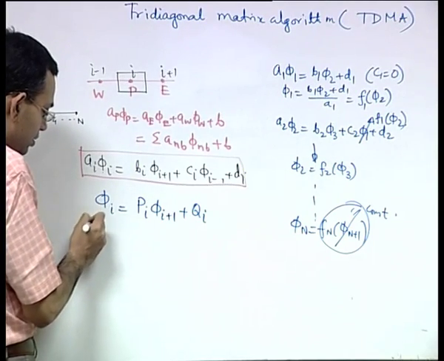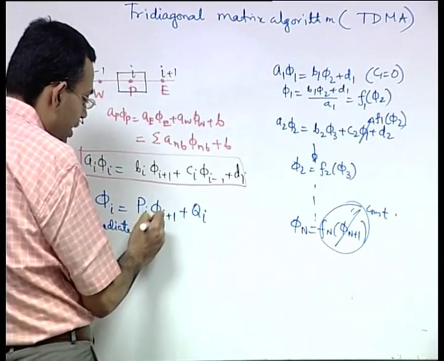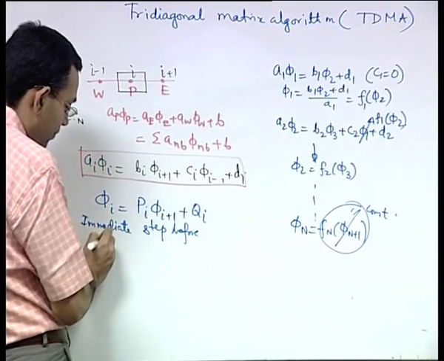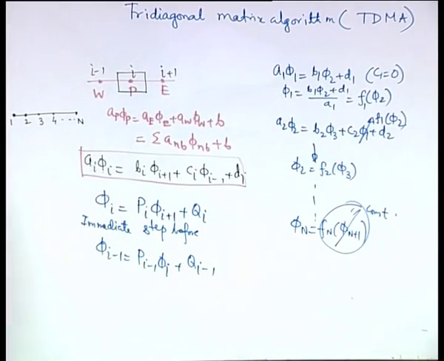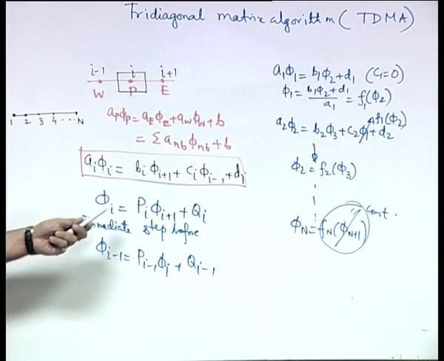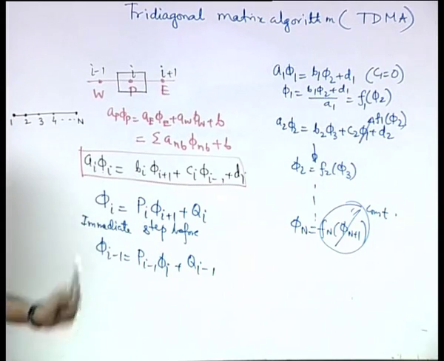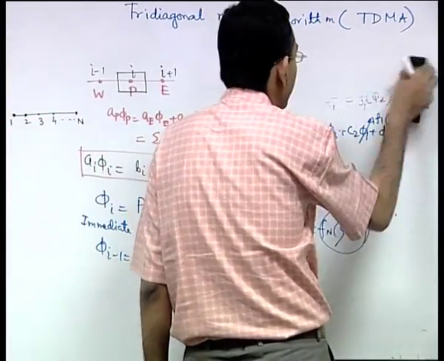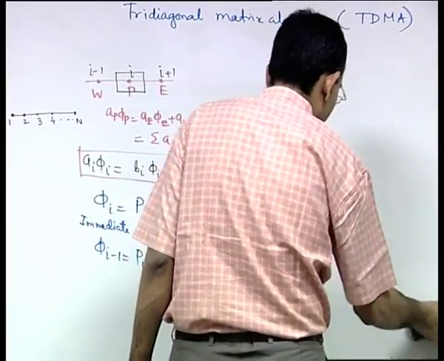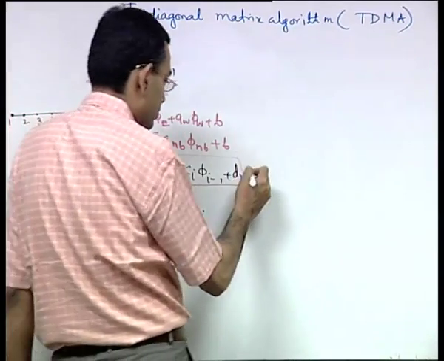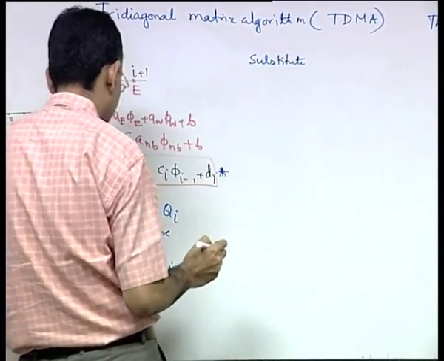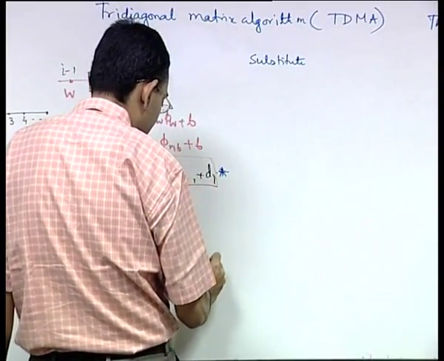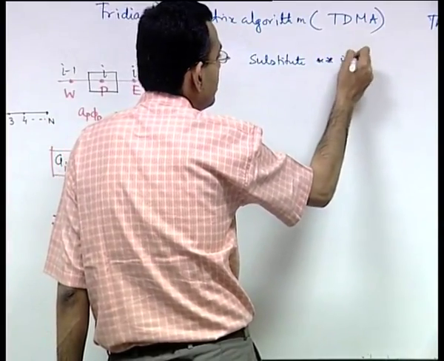What is the immediate preceding step or immediate step before? Phi I minus 1 is equal to Pi minus 1 phi I plus Qi minus 1. That is, replace I with I minus 1. Now, let us substitute this particular recurrence formula in the discretized equation. So, substitute in star. Say this is double star, substitute double star in star.